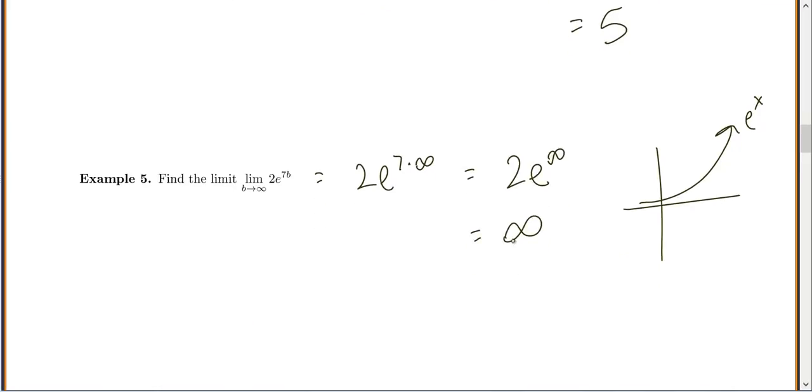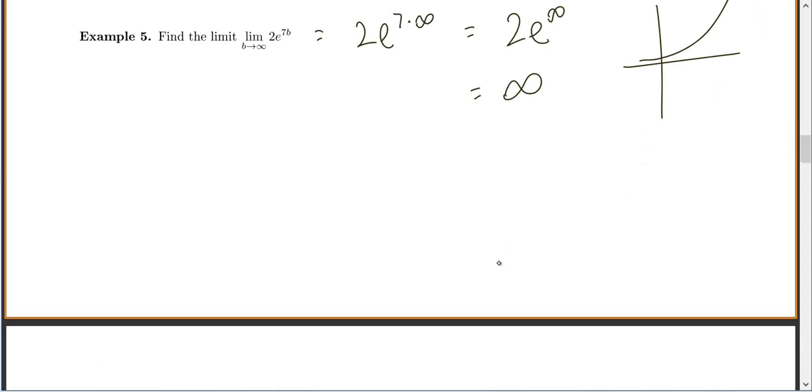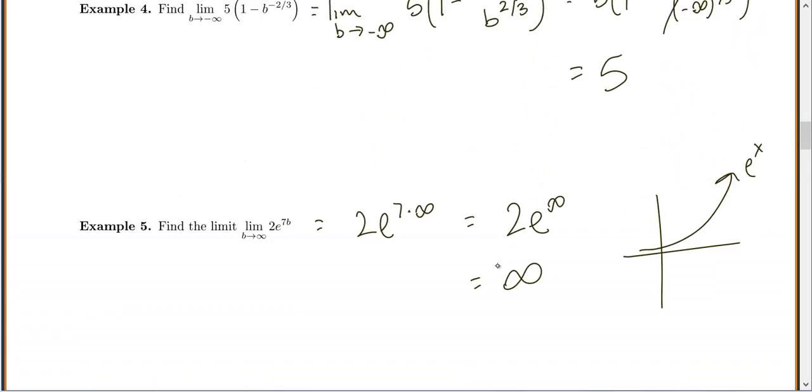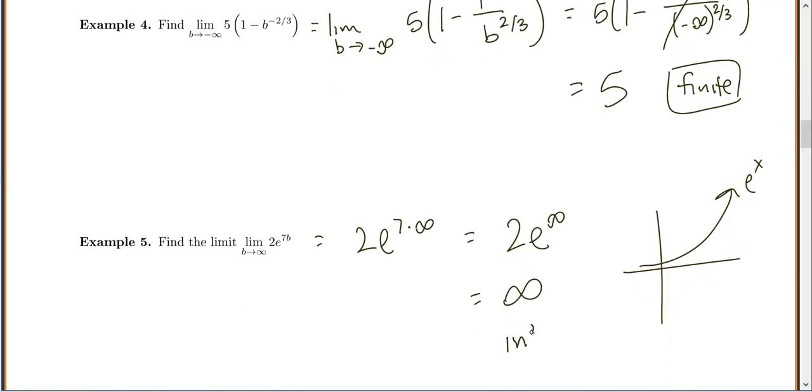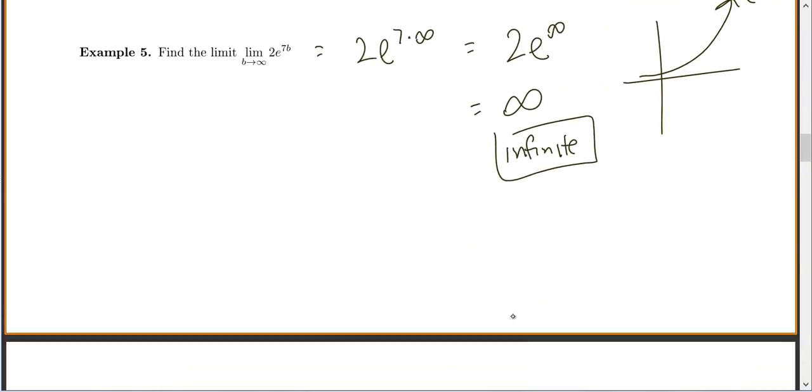Okay, so this was actually an infinite limit, not a finite one. So sometimes as you do it, you'll get an actual number. This is a finite limit. This is an infinite limit. And sometimes you'll get finite ones, sometimes you'll get infinite ones. That's okay.